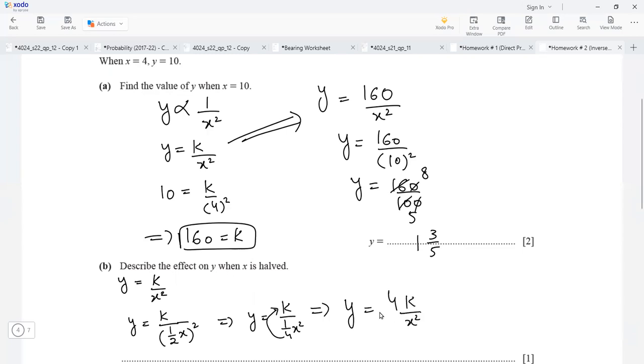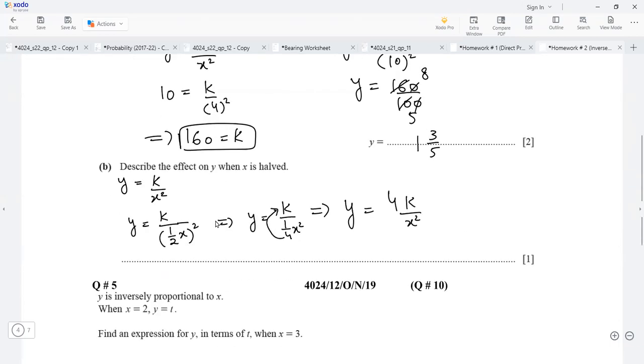So will it be having any kind of similarity with the equation y equals k over x squared? Yes, it's having similarity, but there is a 4 written here. So we can say that the value of y becomes 4 times when x is halved. So we can write down the value of y becomes 4 times. So this is the answer for it. So I hope you understand this.